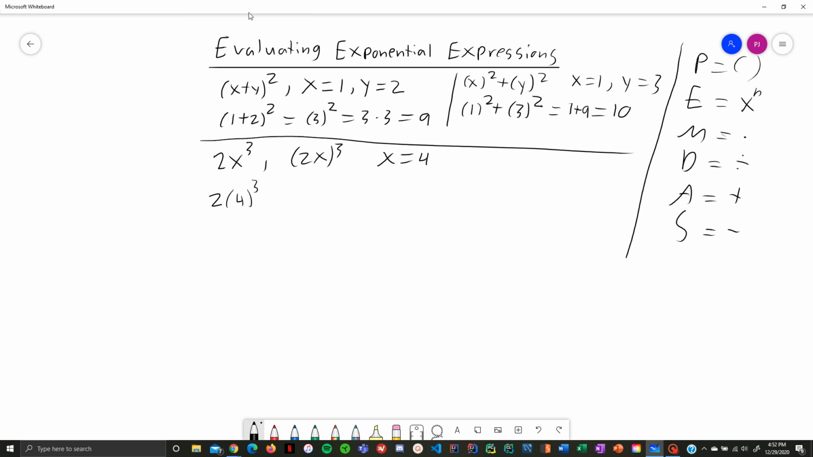So let's go ahead and group that off and write this out. This is going to be 2 times, within the parentheses, 4 times 4 times 4. This is going to furthermore be equal to 2, and 4 times 4 times 4 is actually going to be 64. And again, then 2 times 64 is going to come out to be 128. So what made this different from right here is that we, of course, had to take the exponent first.